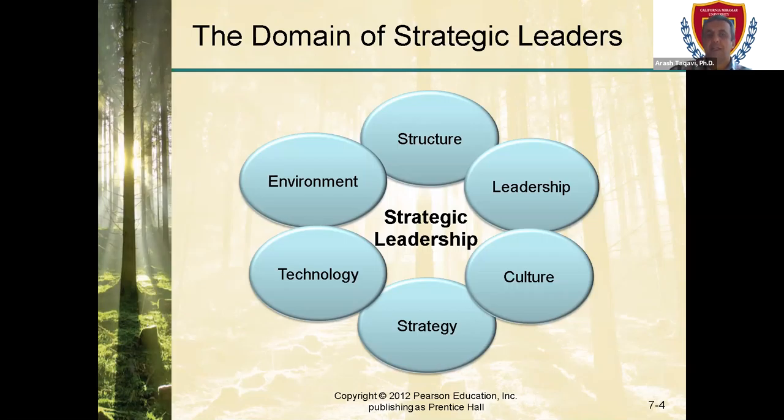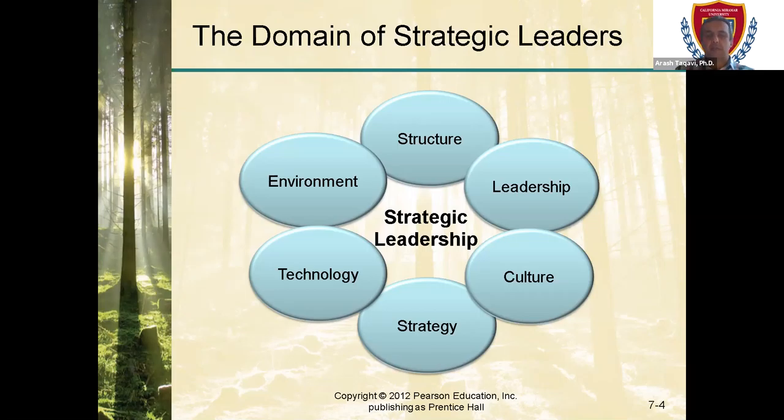And finally, the environment. Environment is usually considered the external part of an organization. For example, society, the natural environment, the political environment, economic ups and downs, or some specific parts like, for example, COVID-19, which is part of the environmental influences on strategic leadership.